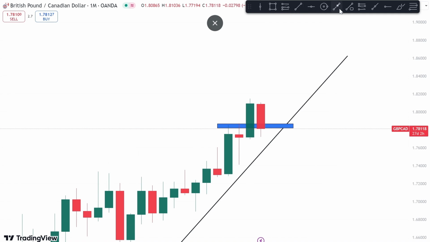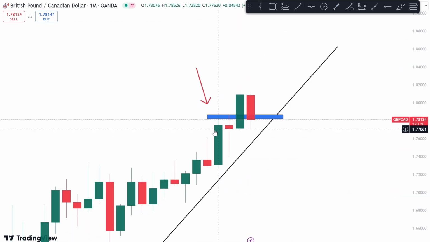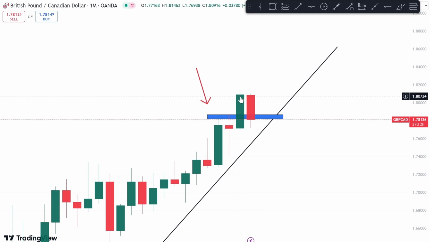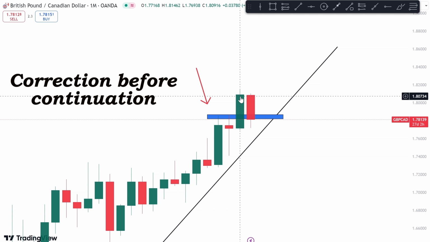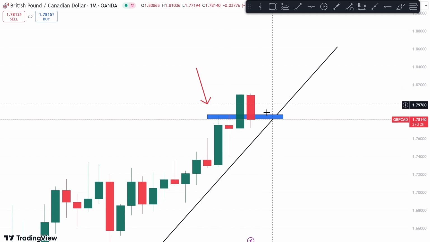You can clearly see that the market made a higher high right here. After making that higher high, it came back for a retest and it pushed with this strong bullish candle. And what the market is doing right now is giving us a correction before it can continue pushing all the way to the upside. So what we're going to do is, on smaller time frames, we know that the market is definitely going to be pushing to the downside.